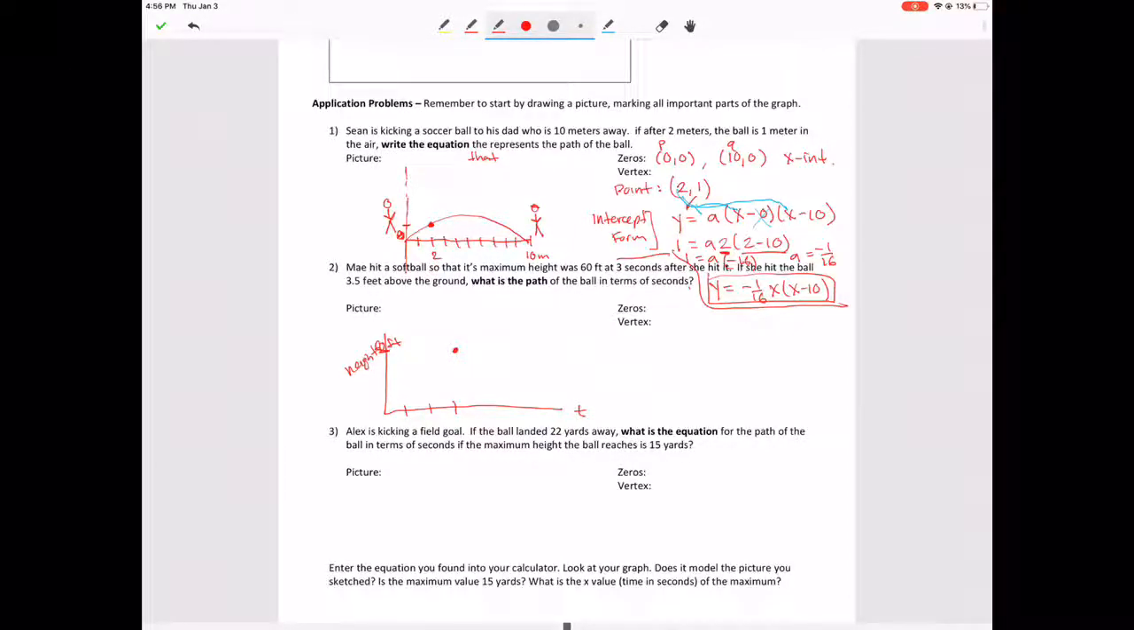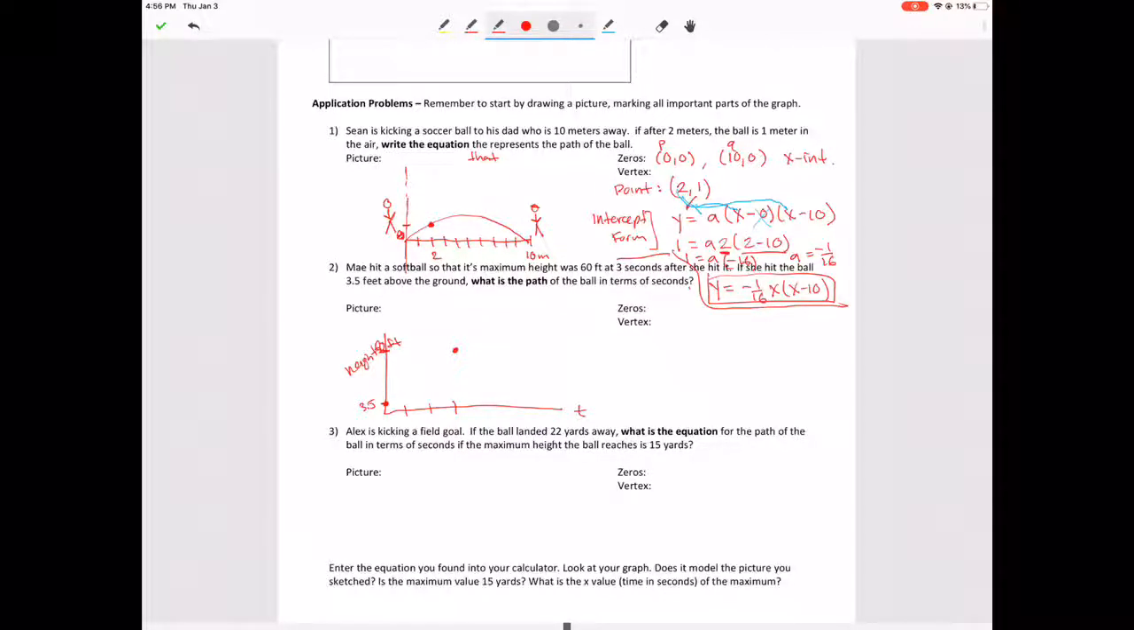Okay. It says if she hits the ball 3.5 feet above the ground, because it's about height, right? So let's say this is 3.5. This is where the ball is hit.